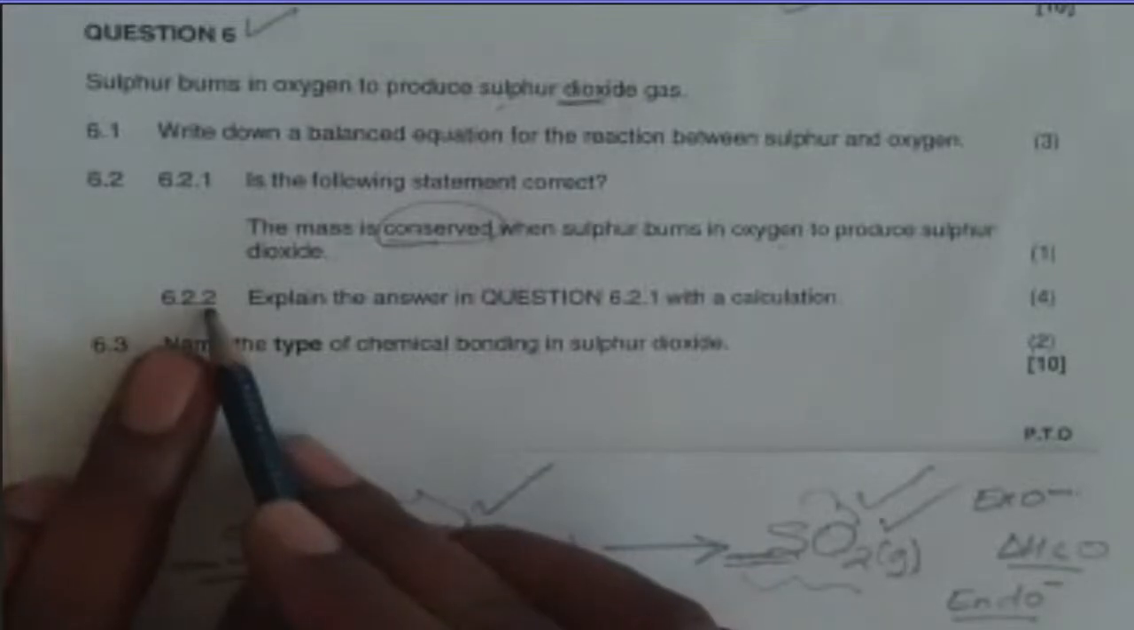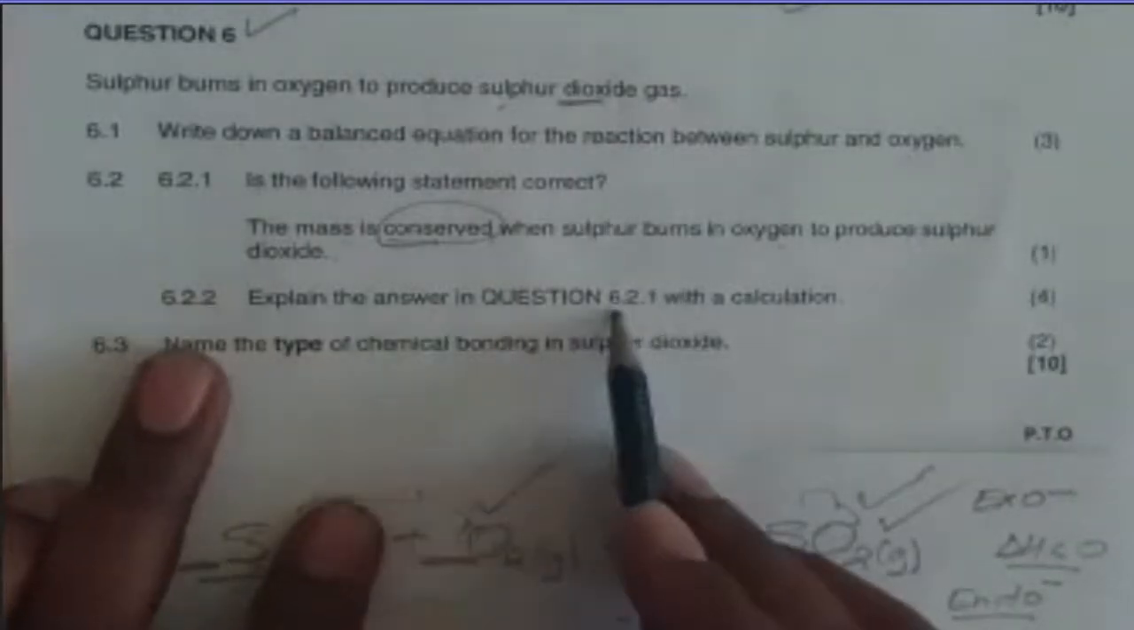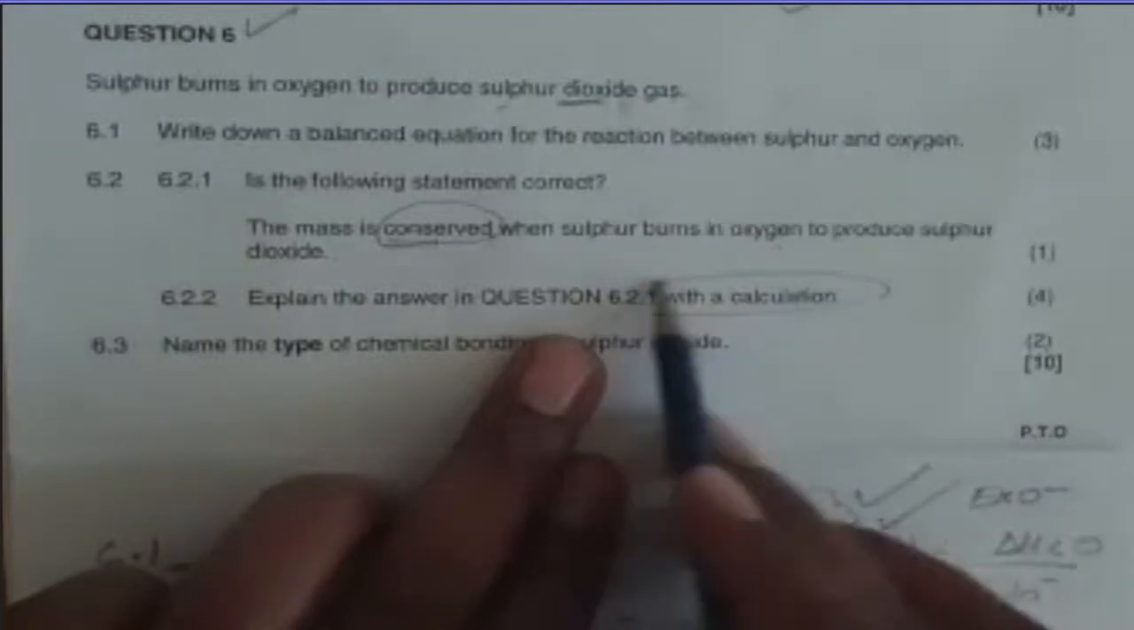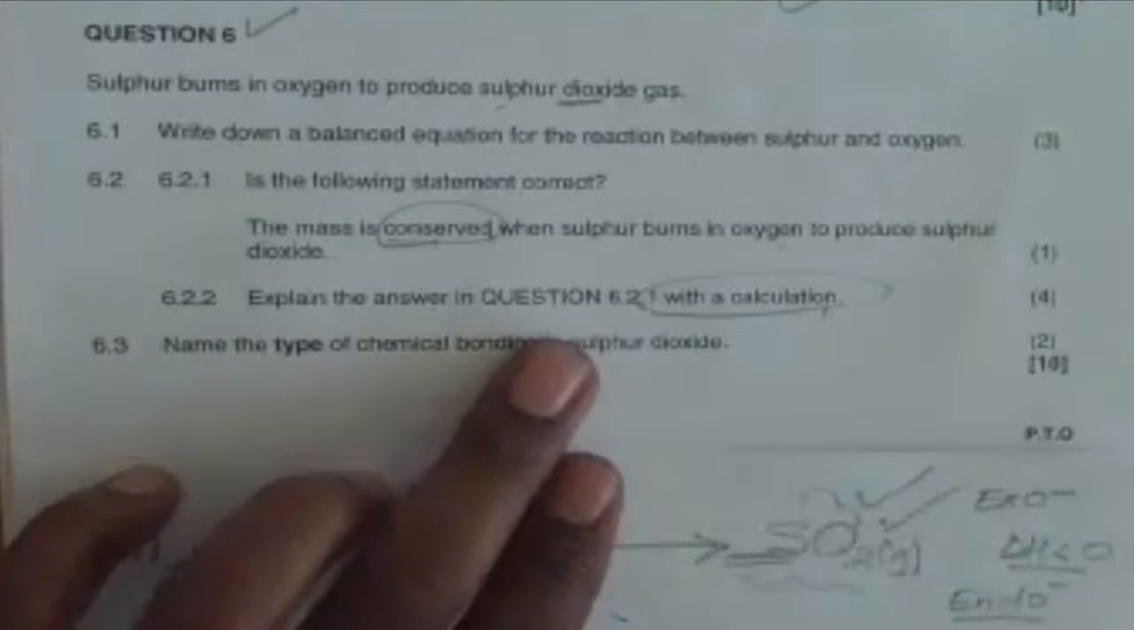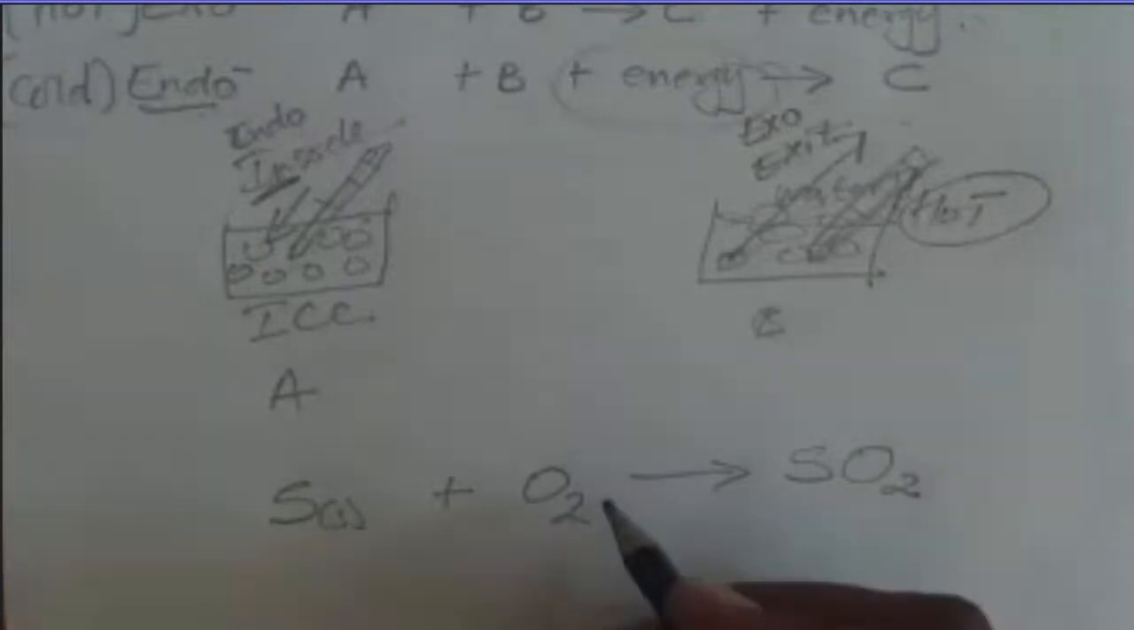So now 6.2.2, explain the answer in 6.2.1 with the calculation to say the mass is conserved. So this is where you go to the periodic table to say, okay, I'm having sulfur, I'm having 2 oxygens, I'm having SO2. So I know this is balanced. The mass can only be conserved if the reaction is balanced. So it's balanced. So I'm happy about that one.